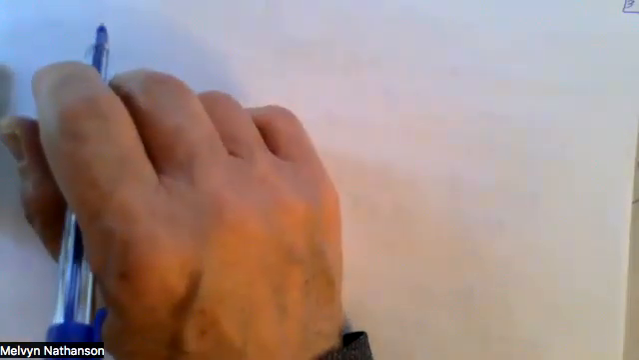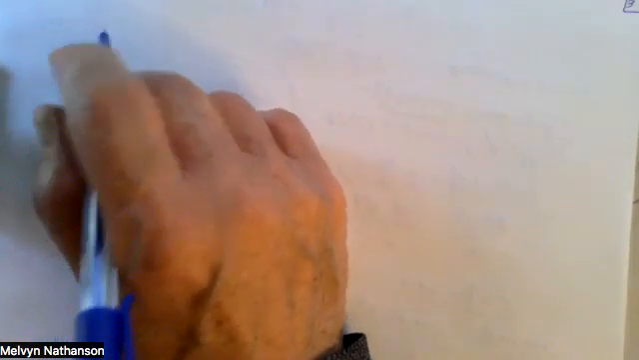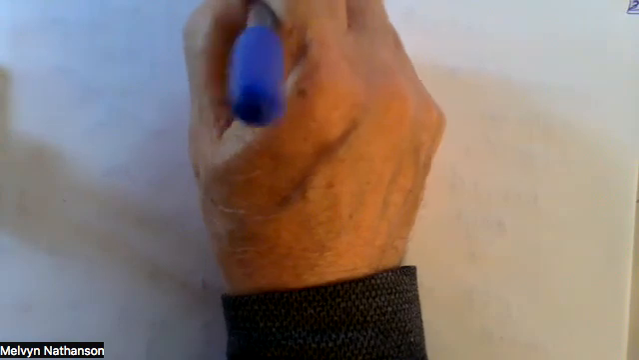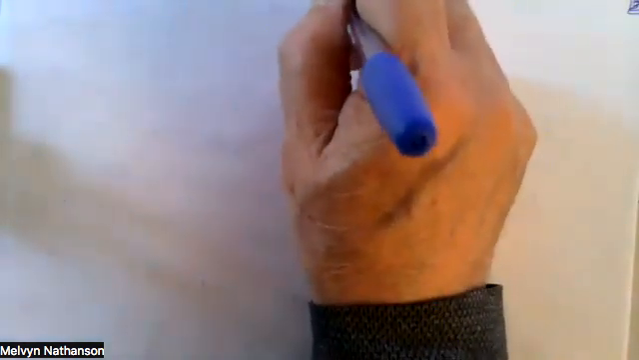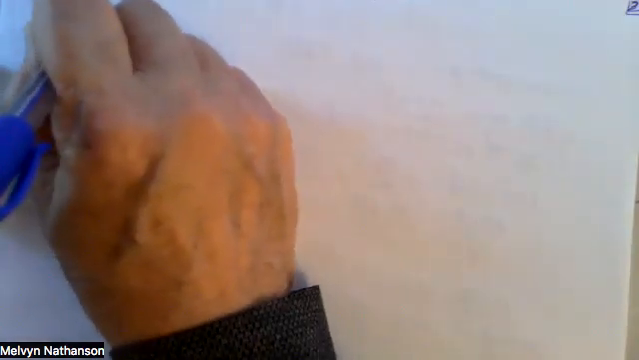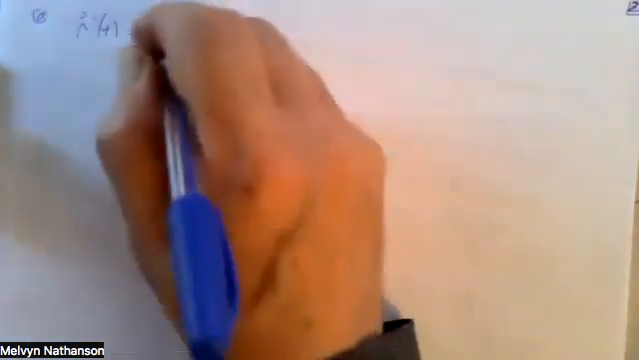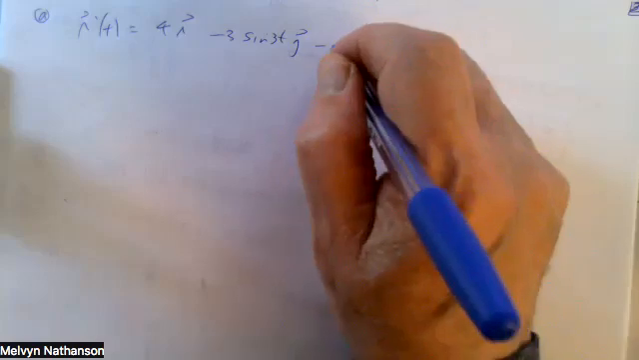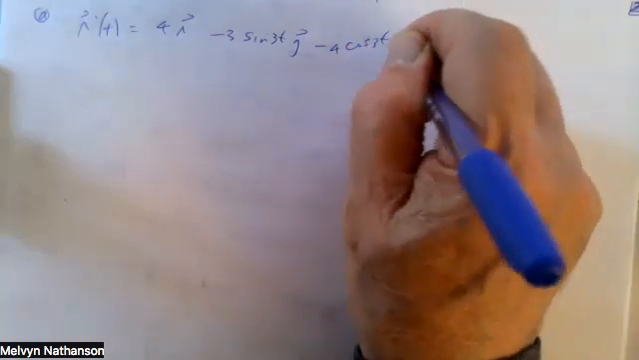In problem 3, we have a vector valued function r of t, which is 4t i plus cosine 3t j minus sine of 3t k. You get the derivative just by differentiating term by term. 4i minus 3 sine 3t j minus 3 cosine 3t k.